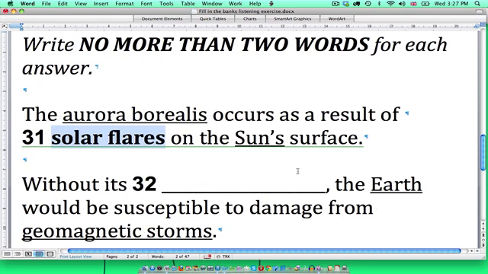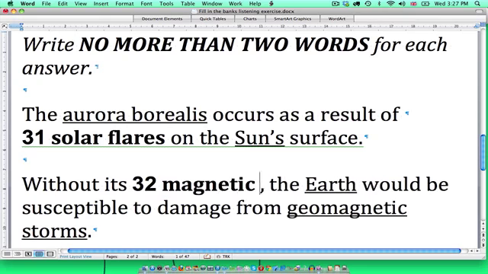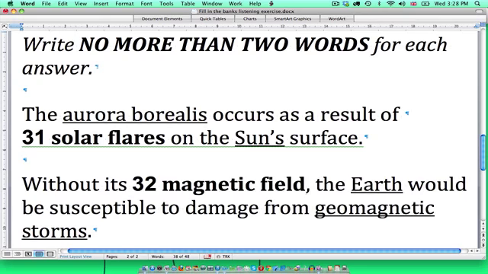And then he goes on to talk about the Earth's magnetic field and how this pulls the energy from the geomagnetic storms to each of the Earth's poles. Okay, so the answer here is magnetic field. And basically, without this magnetic field, the Earth would be damaged by the geomagnetic storms that are hurtling towards it.